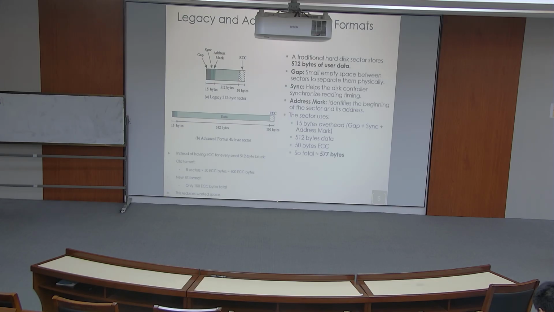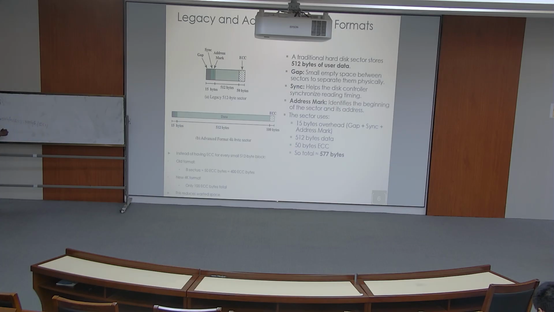Now, since we have 8 sectors, the order format has to include how many? Order format has to include a number of 400 ECC bytes. We have 8 sectors, and each sector includes 50 bytes for ECC code. That means we have 400 bytes for ECC. So this is a waste of space.